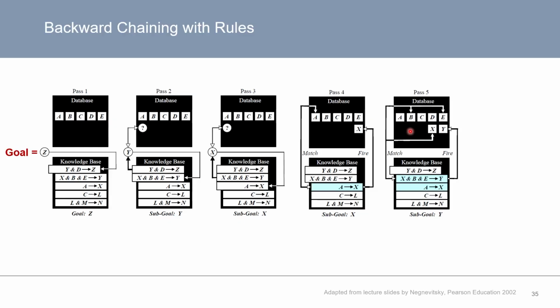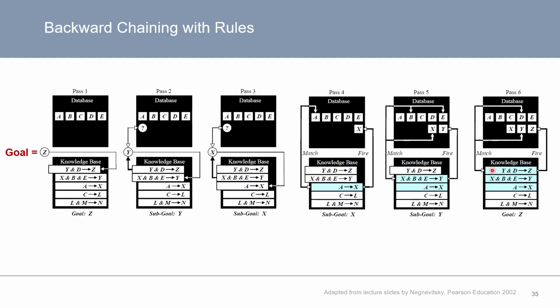At this point, our fact base includes all of the conditions of the rule: if X and B and E, then Y. So now we can add Y to our fact base. Going back to the first rule we were trying to prove, if Y and D, then Z, now we know that both Y and D are true, or satisfied, so we've proven our goal of Z. In this case, we have a successful example of backwards chaining proving the query.